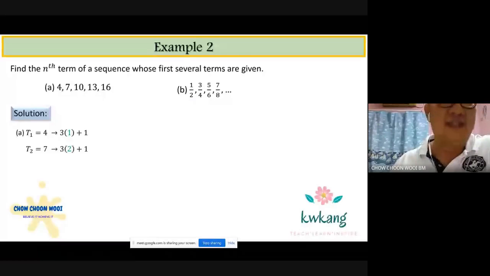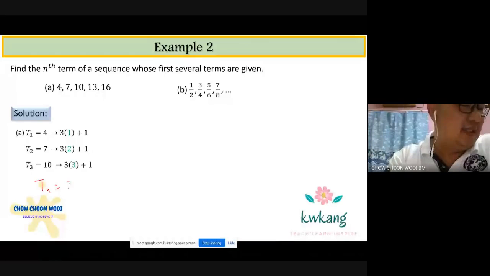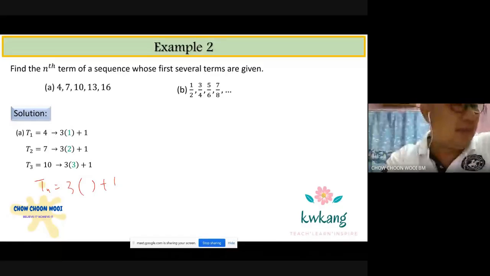T2 is equal to 7, which is equal to 3 multiplied by 2 plus 1. T3 is 10, which is 3 multiplied by 3 plus 1. So from the sequence here, can you tell me, what about Tn? Kalau kita tengok di sini, dia adalah 3 darab sesuatu tambah 1 kan? Betul tak? Betul, boleh tak?